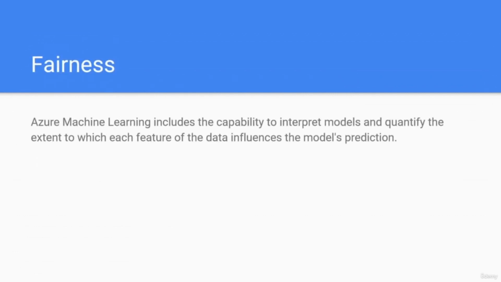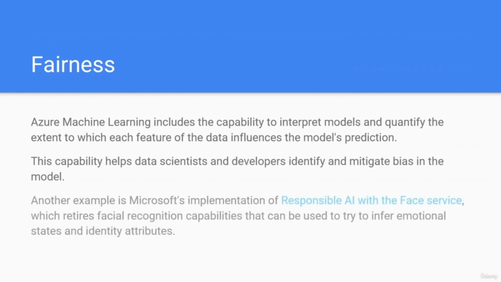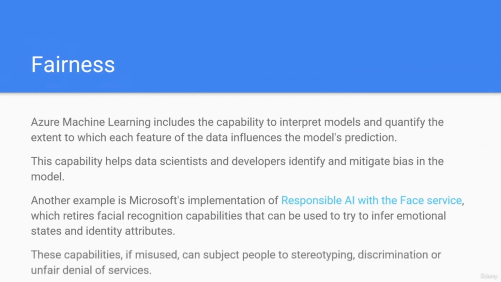Azure Machine Learning includes the ability to interpret models and quantify the extent to which each feature of the data influences the model's prediction. This capability helps data scientists and developers to identify and mitigate bias in the model. Another example is Microsoft's implementation of responsible AI with the Face service, which retires facial recognition capabilities that can be used to try to infer emotional states and identify attributes. These capabilities, if misused, can subject people to stereotyping, discrimination, or unfair denial of service.